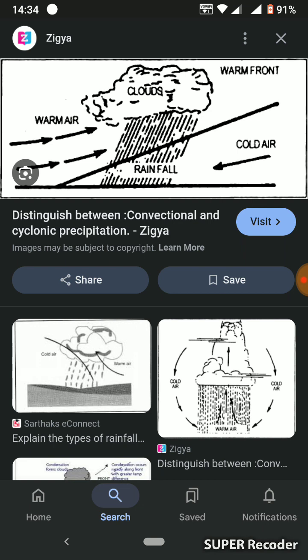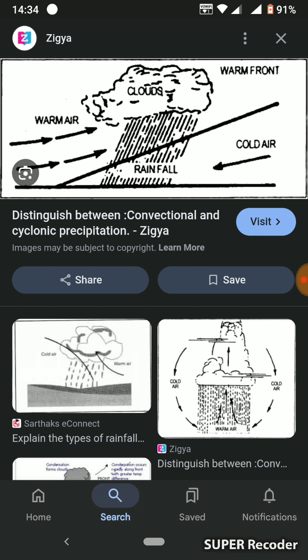When cold and warm air currents meet, warm air being lighter rises above the cold air. The plane where the two different bodies of air meet is called the front. The warm air cools on rising and condenses along the path of the cyclone. It is accompanied by thunder and lightning. Such rain is called cyclonic or frontal rainfall.